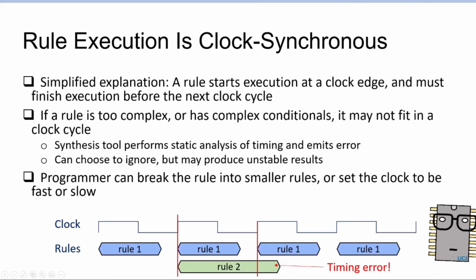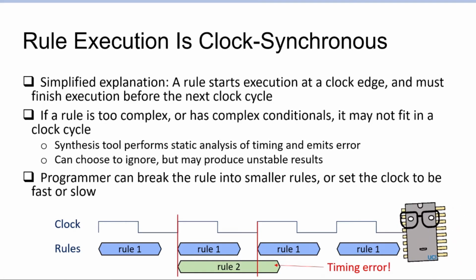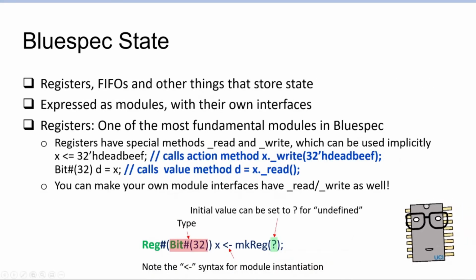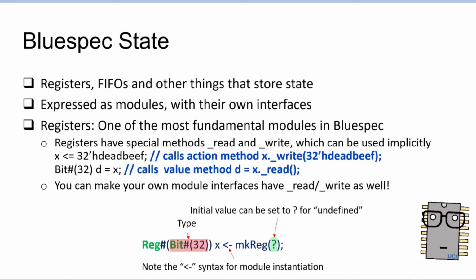So that's rules. We're going to talk a little bit more about timing in the near future, because that's an important part of hardware design. It's an important optimization point of hardware design. And so we talked about modules, we talked about rules, and next is BlueSpec state.